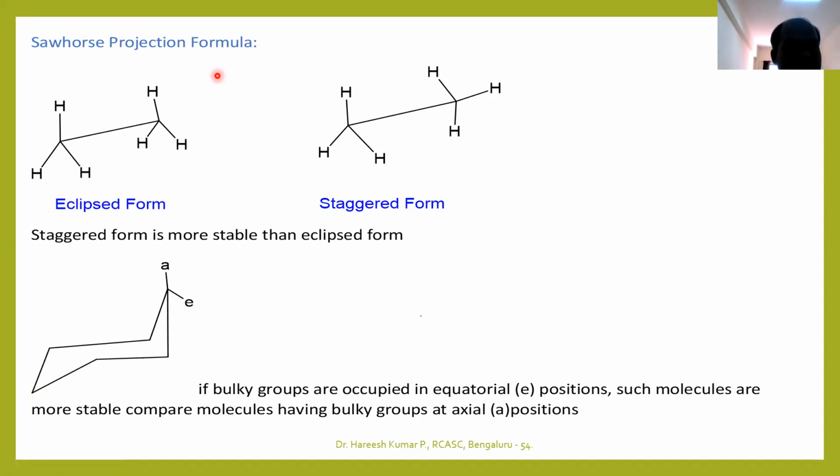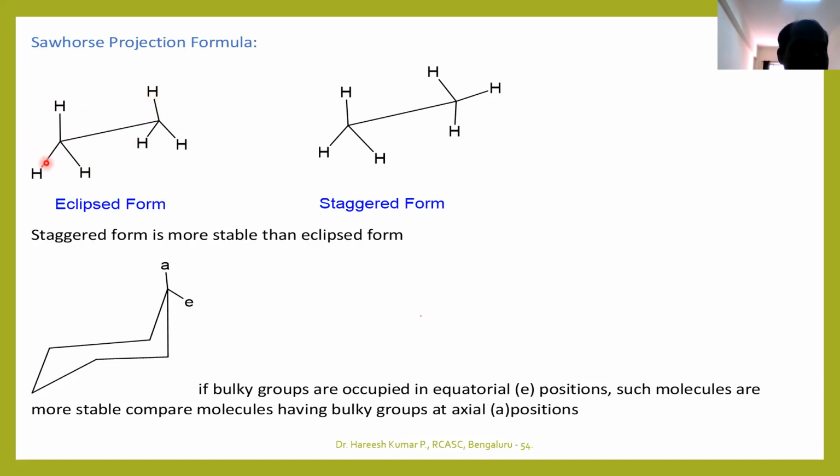Okay, so this kind of representation is called the Sawhorse projection formula. Here I am taking the example of ethane. If we are looking from this side, you can observe that this CH is eclipsed with this carbon's CH. That means this CH is exactly at the backside of this CH. That is the reason this H is eclipsed.